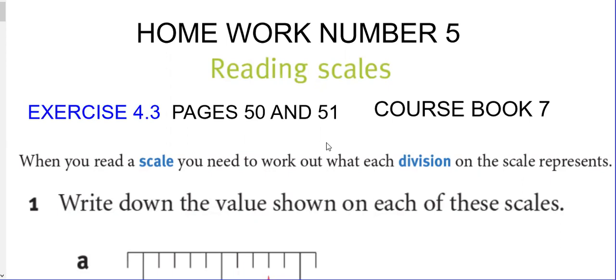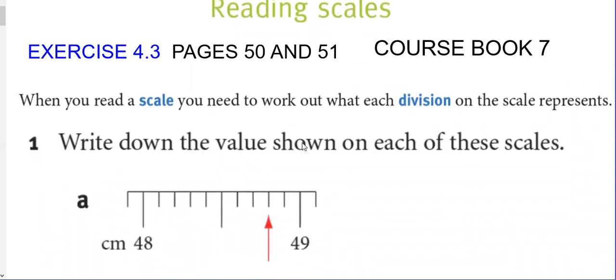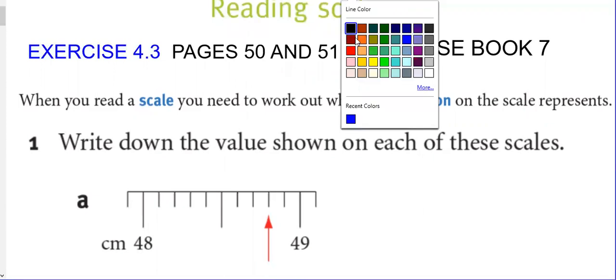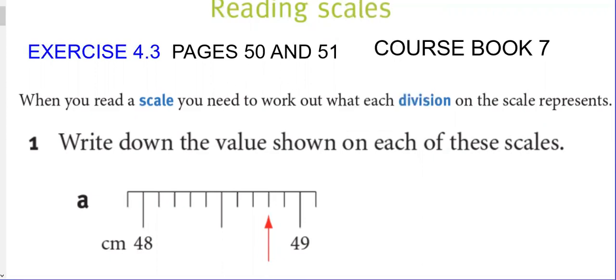This is homework number 5, reading skills. It's coming from course book 7, exercise 4.3, pages 50 and 51. Now there is a tip which you always have to remember: when you are reading a scale, you need to work out what each division on the scale represents. I repeat this sentence here.